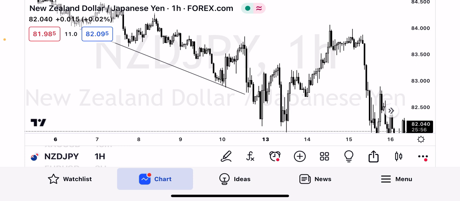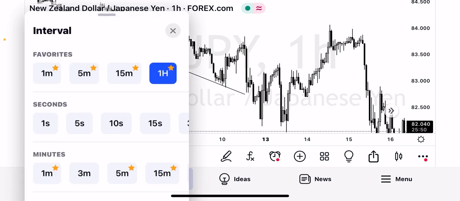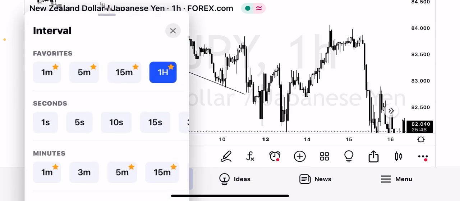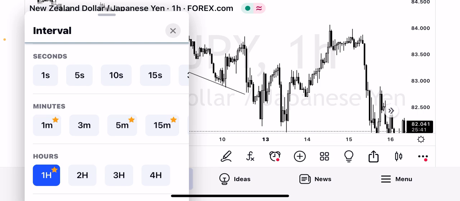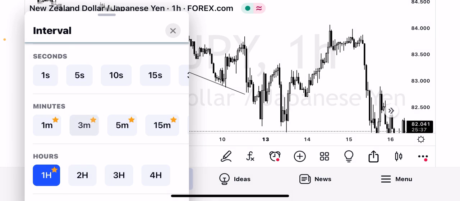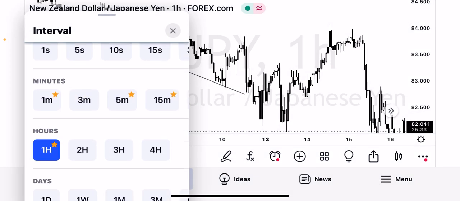For example, in this place it's written 1 hour. You click on it, and we see different time frames. These stars on the time frames are what we call favorites. These are my favorite time frames. If you click on it, you can add to favorite. You can press and hold the 3 minutes, which means add to favorite. Once you click on add to favorite, it stars it. It's as simple as that. There's nothing complicated.